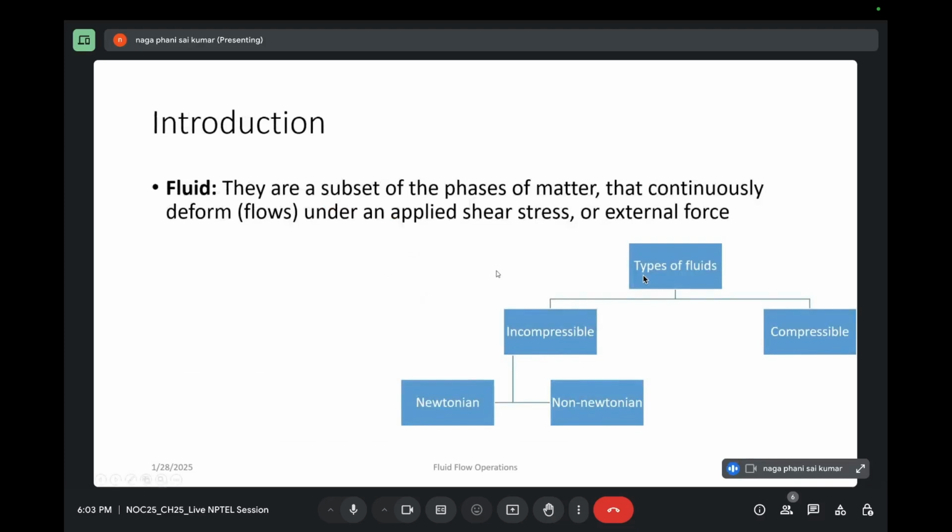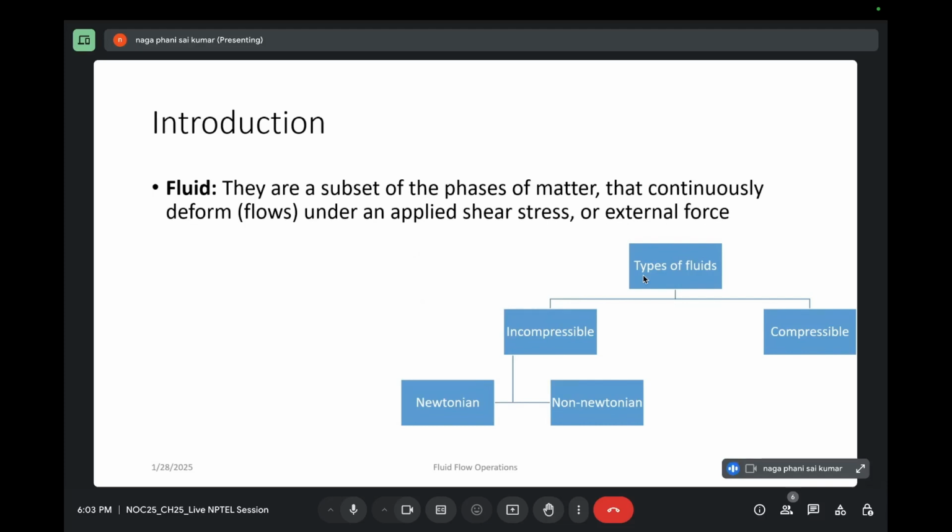So today we'll be sticking to a basic introduction of what is a fluid, what are the different types of fluids that we have, and what is the history of fluid flow operations. Today it's going to be more of a theoretical session where we'll just discuss the basics which were taught by the professor in the module. We'll just try to have a recapitulation of the entire course. So what is a fluid?